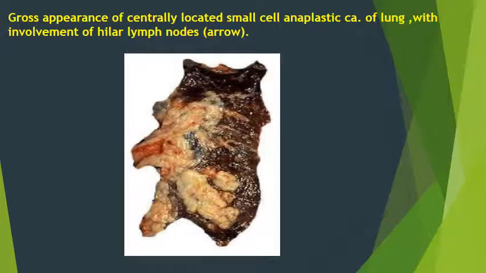This is the gross appearance of a centrally located small cell carcinoma of the lung with involvement of the major bronchus and with involvement of the lymph nodes. Actually, it is one of the most aggressive, highly metastatic tumors of the lung.